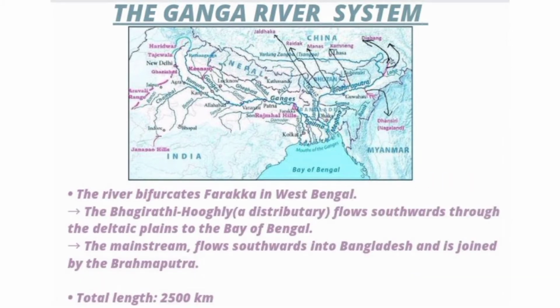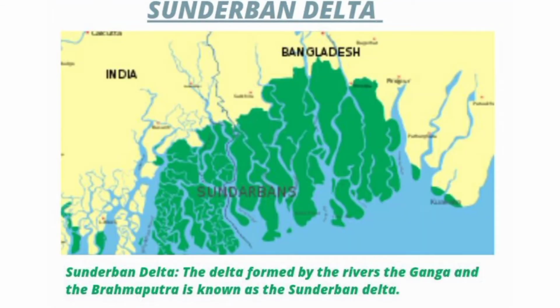The river bifurcates at Farakka in West Bengal. The Bhagirathi-Hooghly, a distributary, flows southwards through the deltaic plains to the Bay of Bengal. The main stream flows southwards into Bangladesh and is joined by Brahmaputra. Total length is 2500 km. Sundarban Delta: the delta formed by the rivers Ganga and Brahmaputra is known as Sundarban Delta.